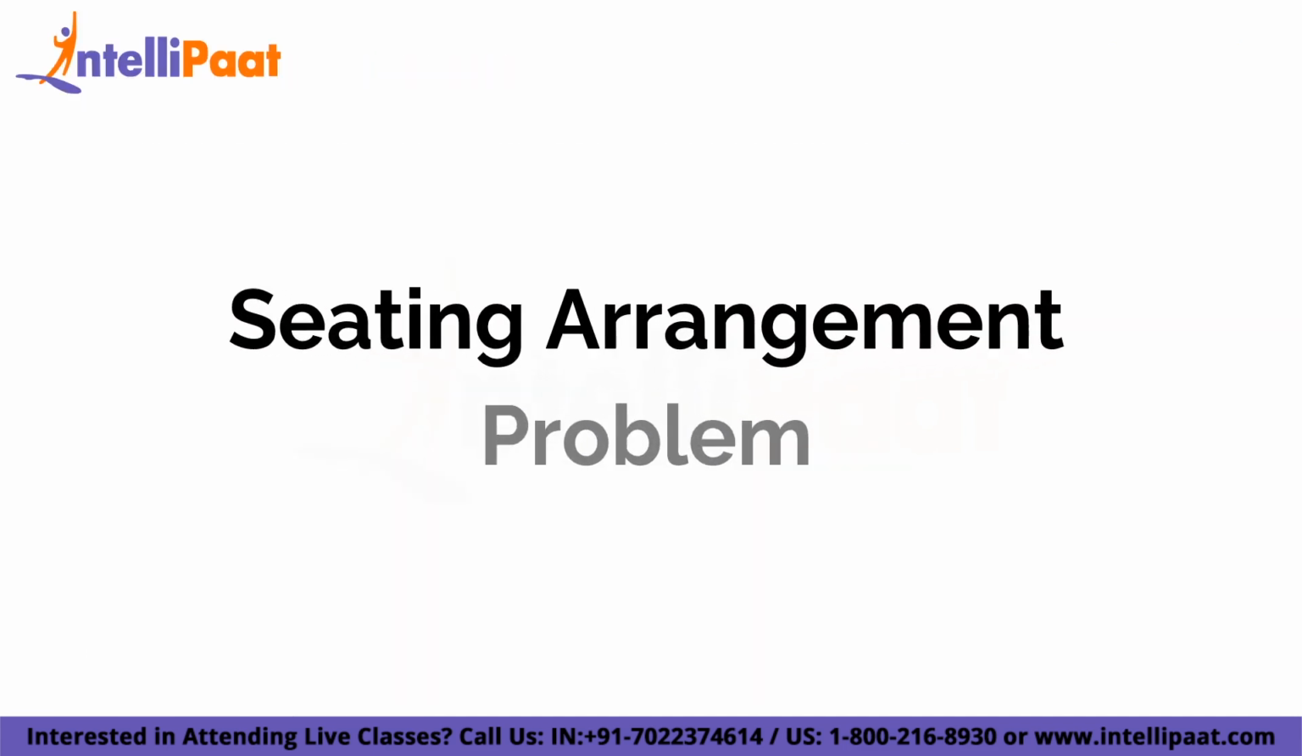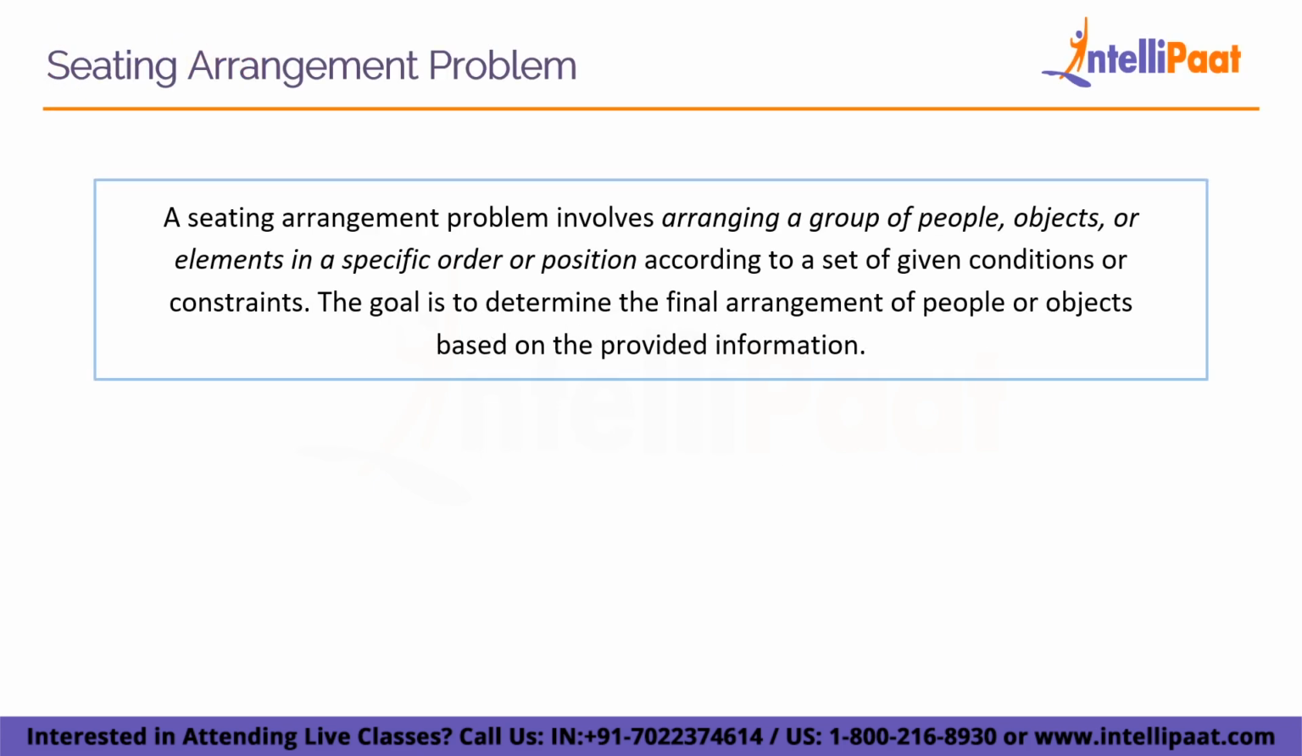Now let's jump on to the third topic on our agenda, that is the sitting arrangement problem. The sitting arrangement problem basically involves arranging a group of people, objects or elements in a specific order or position according to a set of given conditions or constraints. In a typical sitting arrangement problem, you are provided with a description of the sitting arrangement and a set of rules or conditions that dictate how individuals or objects are to be placed. Our goal is to determine the final arrangement of people or objects based on the information that we have been provided, right?